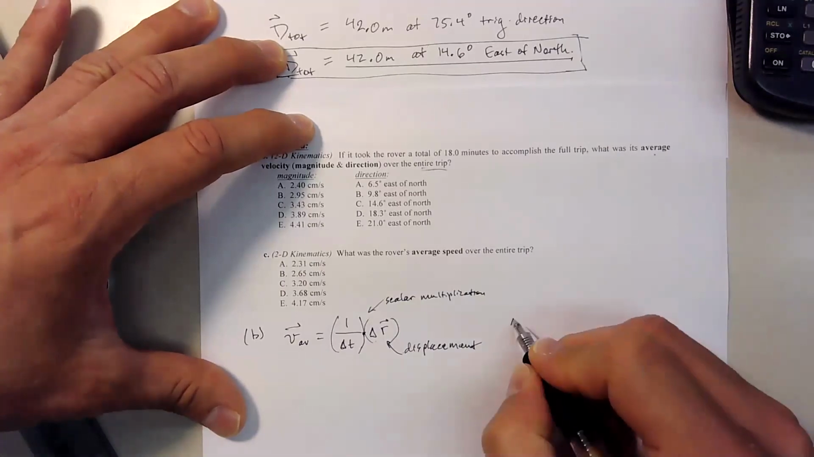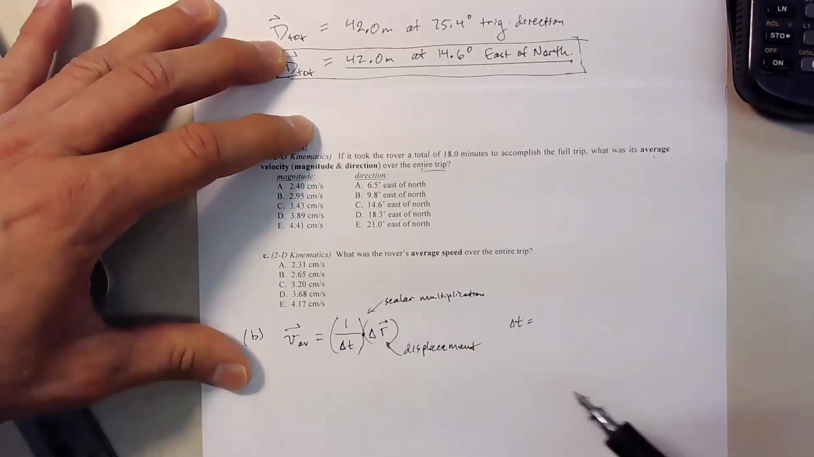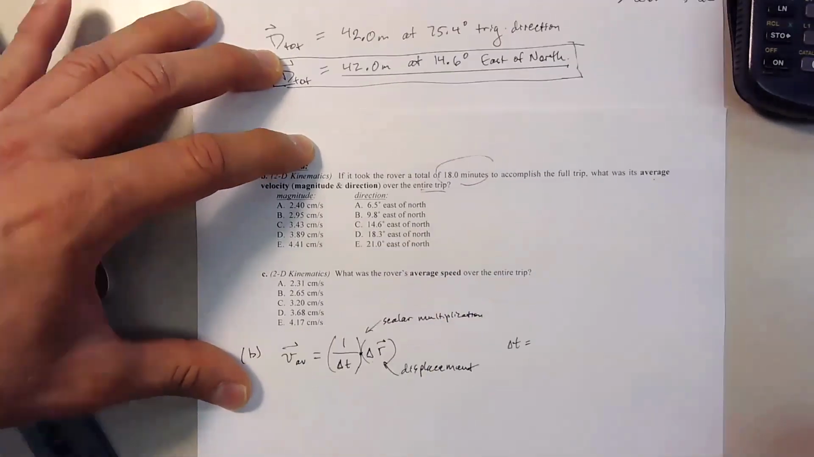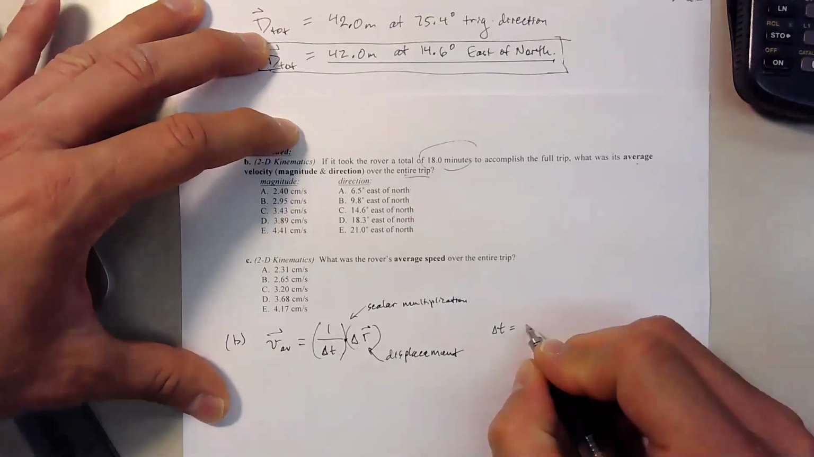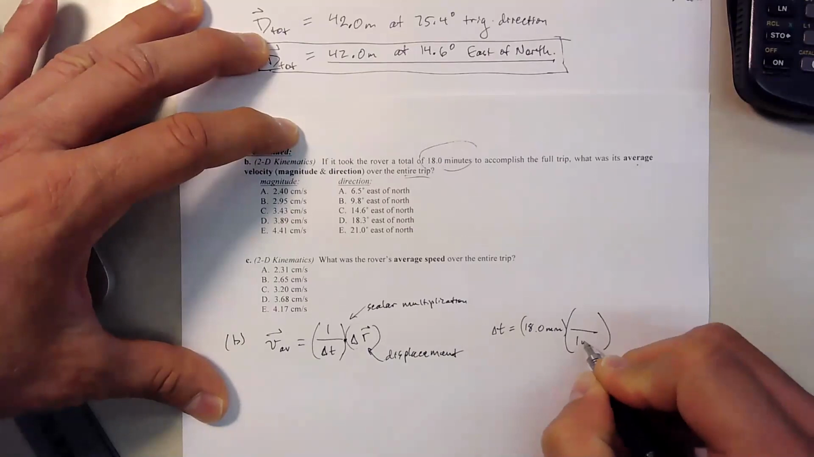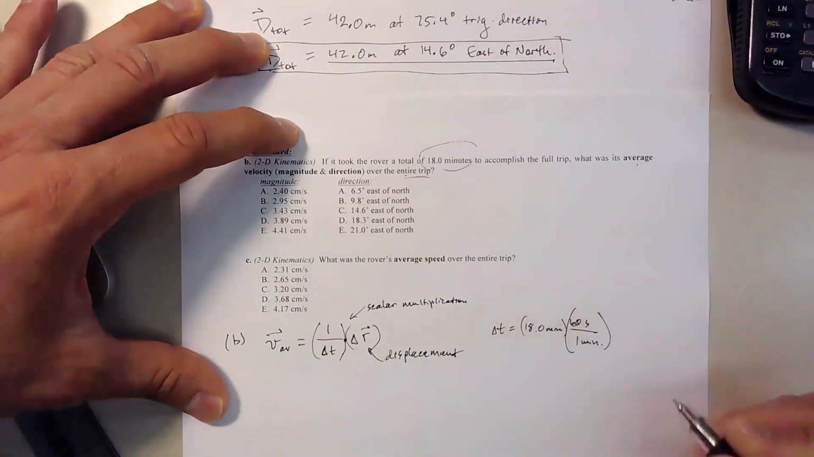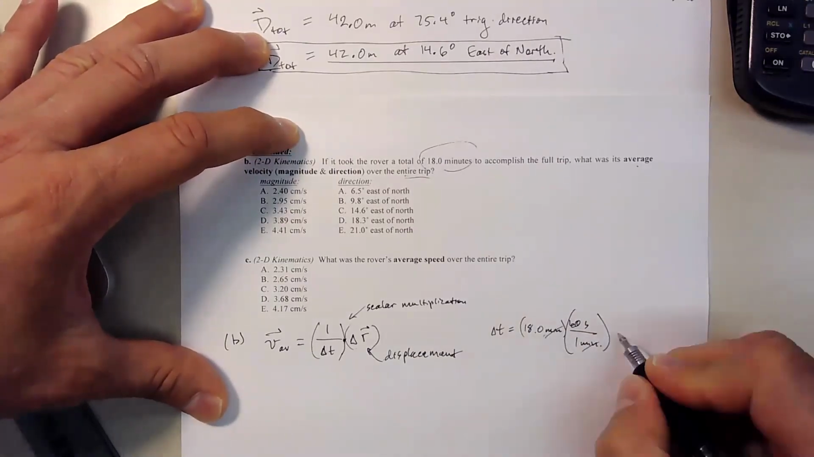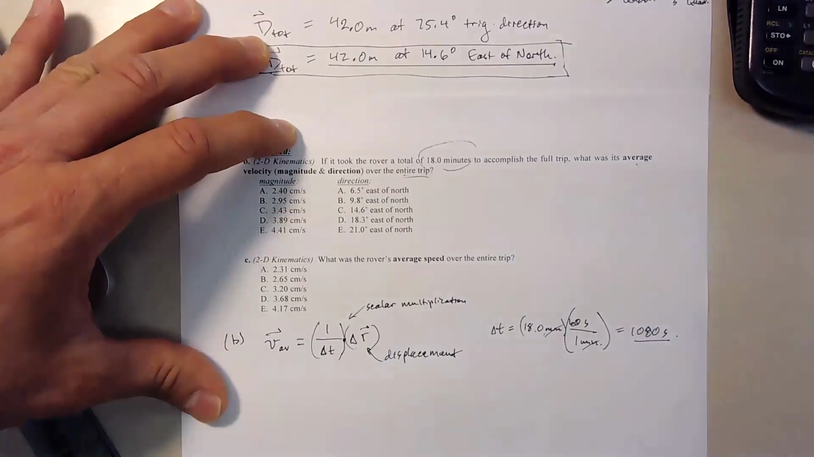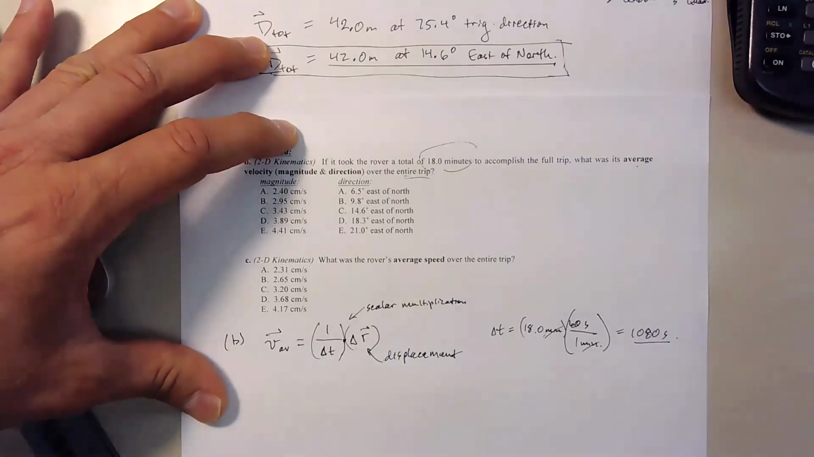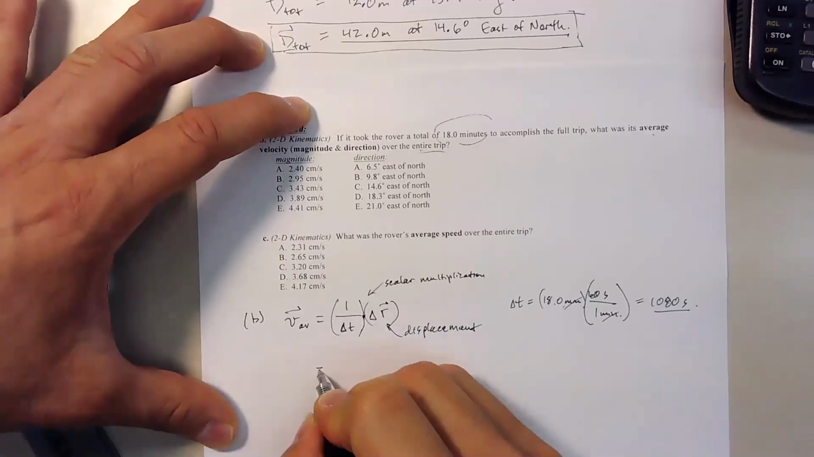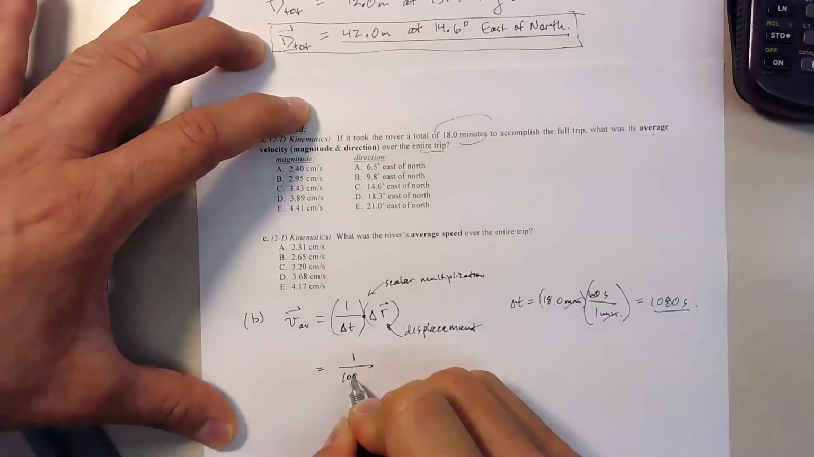So let's just first do a quick calculation here. All of the answer choices are in centimeters per second, and we're given the time as 18 minutes. So how do I go from minutes to seconds? Let's do a quick unit conversion. So I multiply by 60 seconds, and I get 1,080 seconds. All right. So now we can do our vector multiplication. So this is 1 over 1,080 seconds.